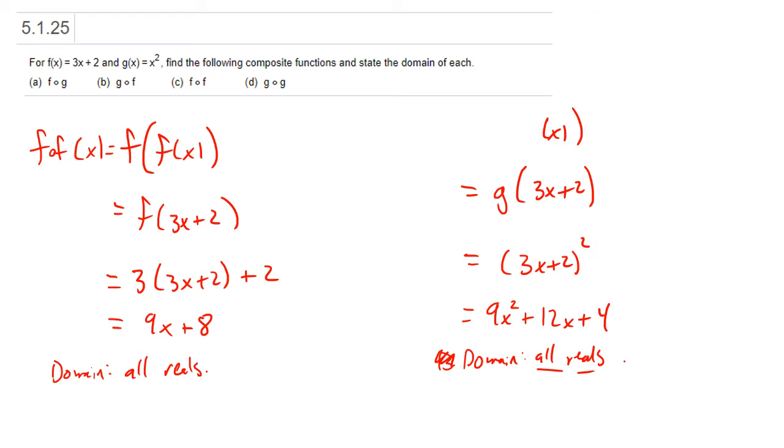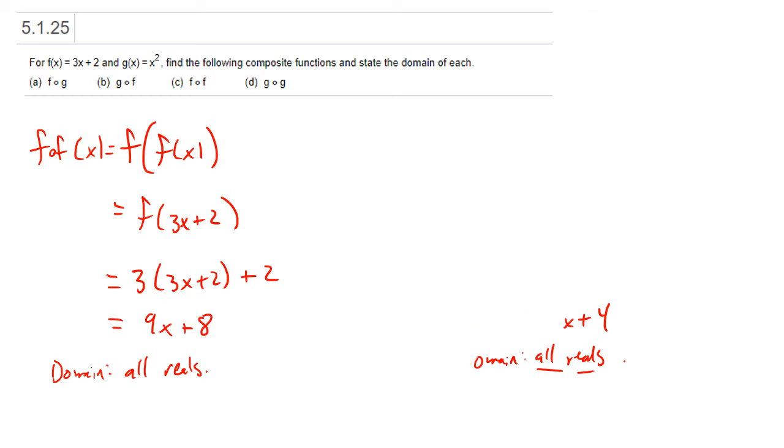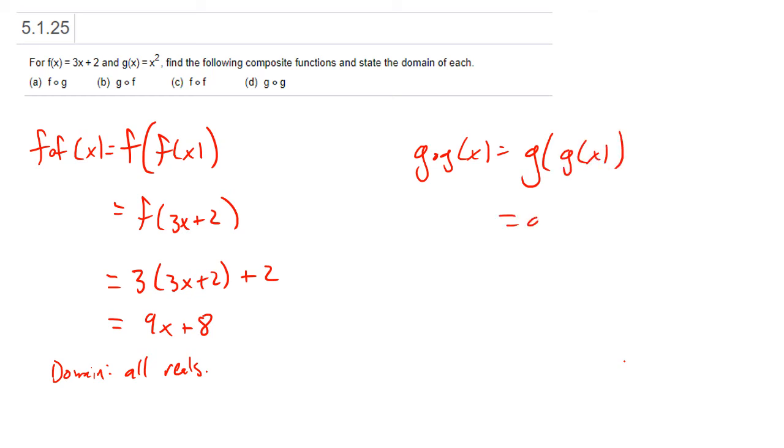And lastly, if we compose g of x with itself, we go through exactly the same procedure. Okay, so since g of x is x squared, what we're going to end up doing is computing g of g of x. That inner parenthesis, g of x is x squared, but g says take the input and square it. So the input now is x squared, so I square that for a net result of x to the fourth, also a polynomial, which means the domain is all real numbers.